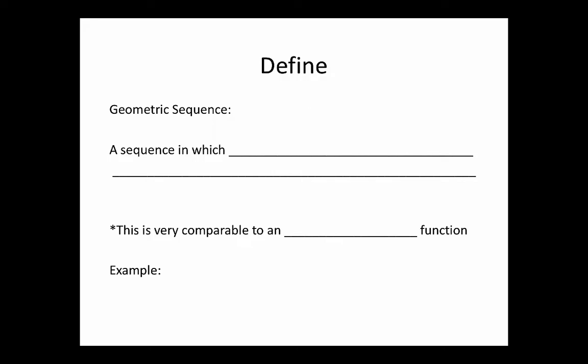So a geometric sequence is a sequence in which there is a constant ratio between consecutive terms. We've talked about constant ratios before, when we talked about exponential functions, so this is very comparable to an exponential function.